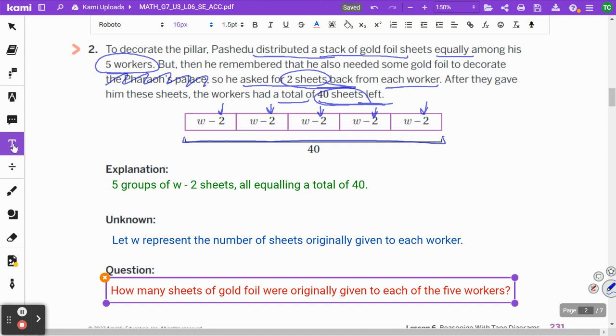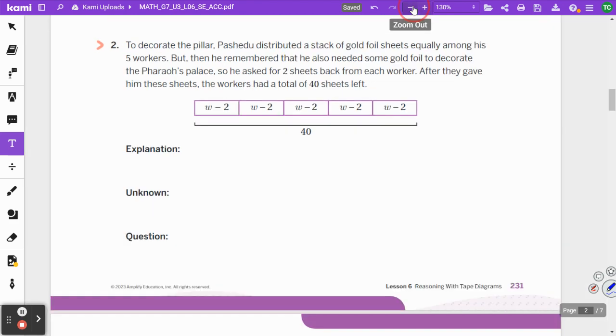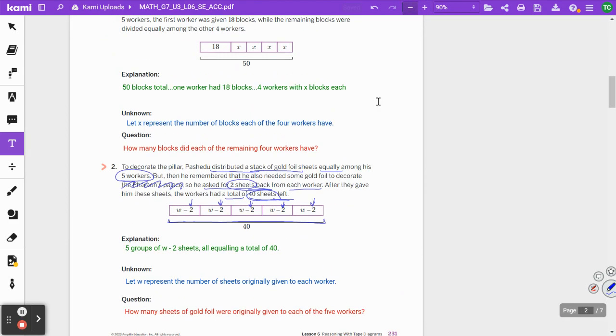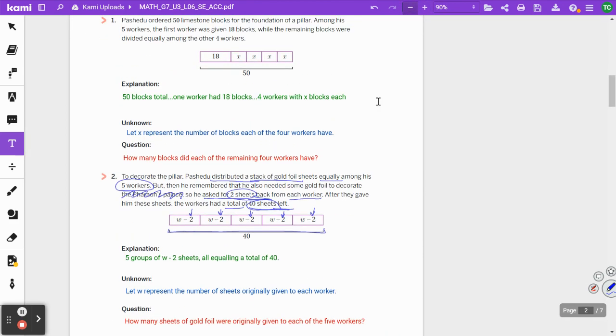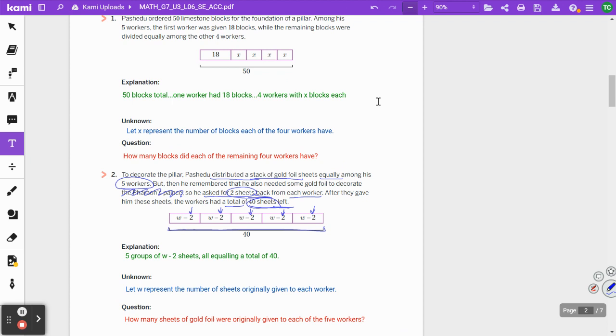Pause if you need to, rewind. You could even look at the entire page together. How are these problems similar? How are they different? Well, they're similar in that they have a total number for the entire tape diagram. They're similar in that they have variables listed, but they are quite a bit different. This has 18 and then additional x's. This has 5 sets of W minus 2's.